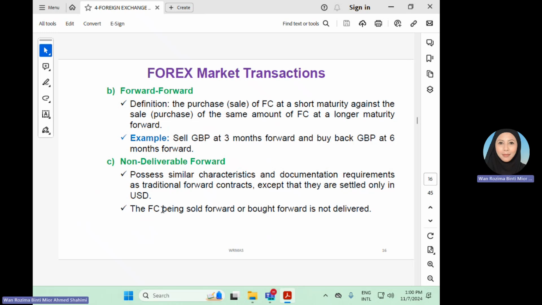Actually, the outcome is quite similar to forward. Okay, why do we call it non-deliverable forward? Because there are a few distinctions between the conventional forward and the NDF. NDFs possess similar characteristics and documentation requirements as traditional forward contracts, except they are settled only in USD. The foreign currency being sold forward or bought forward is not delivered.